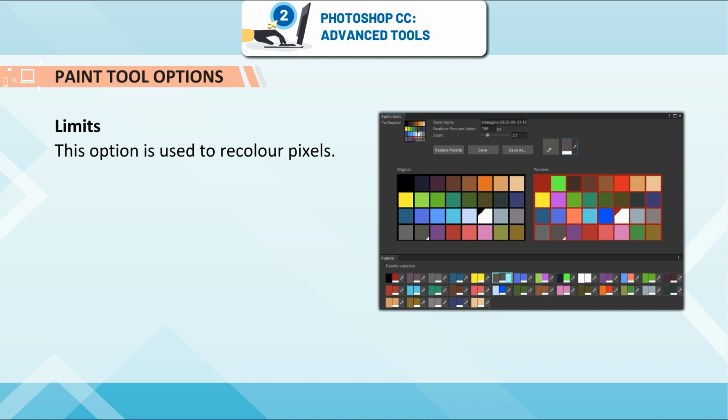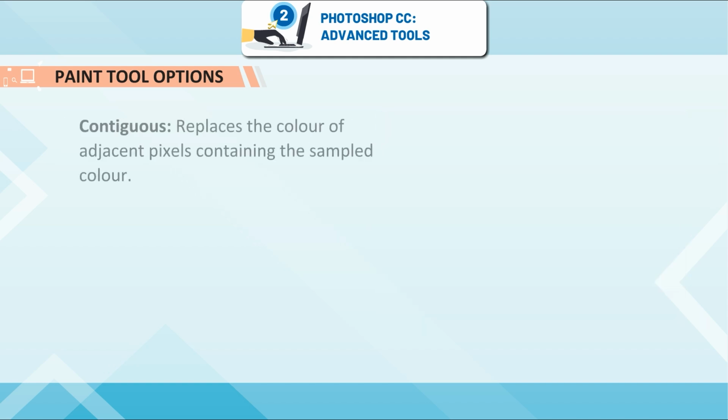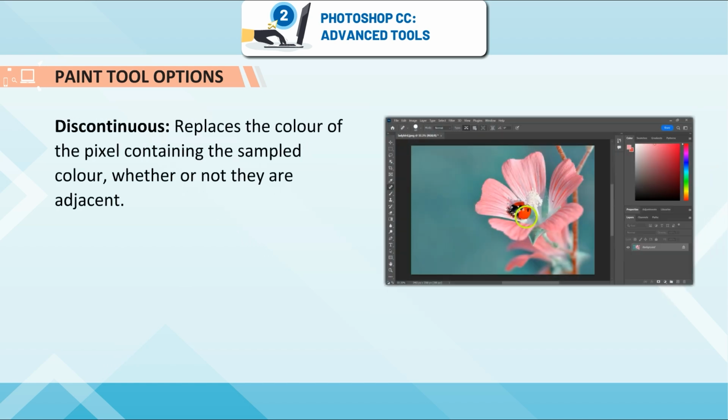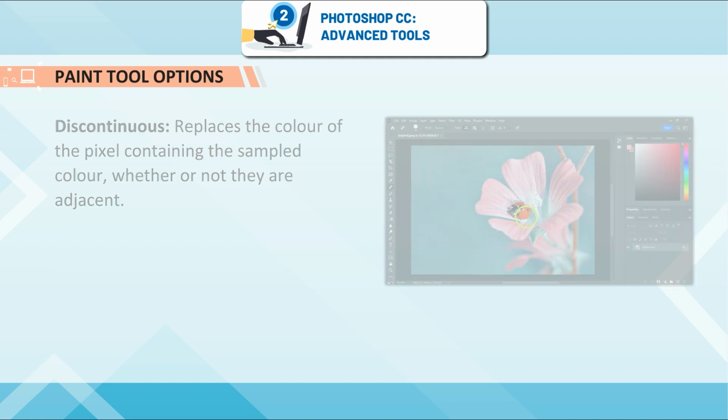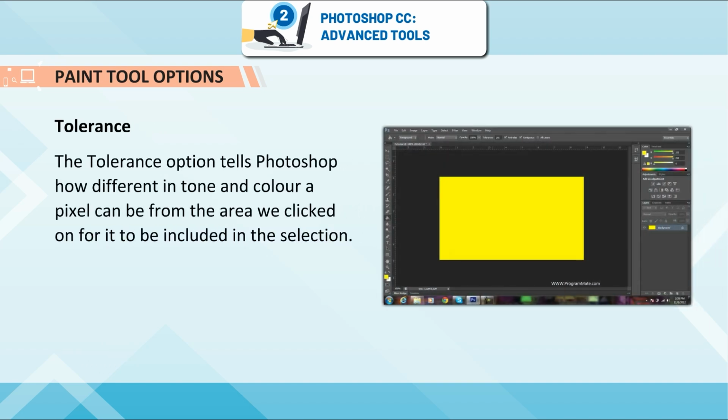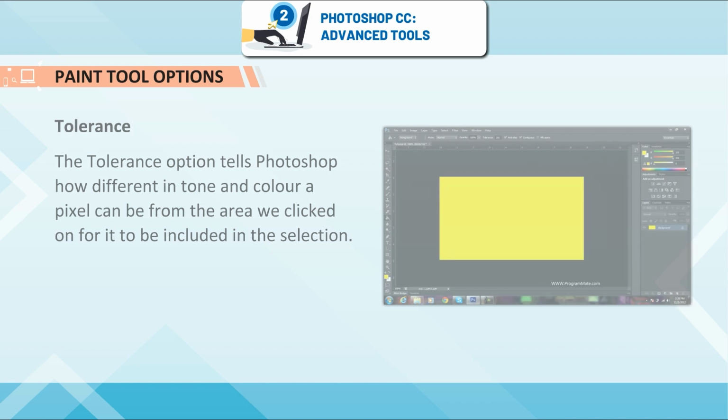Limits. This option is used to recolor pixels. Contiguous replaces the color of adjacent pixels containing the sampled color. Discontinuous replaces the color of the pixels containing the sampled color whether or not they are adjacent. Tolerance. The tolerance option tells Photoshop how different in tone and color a pixel can be from the area we clicked on for it to be included in the selection.